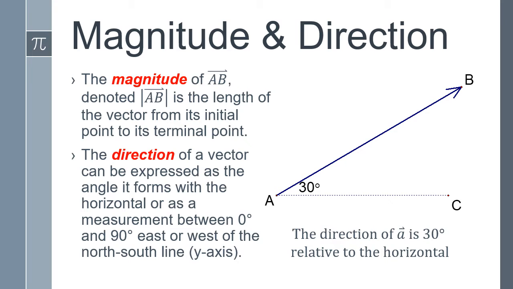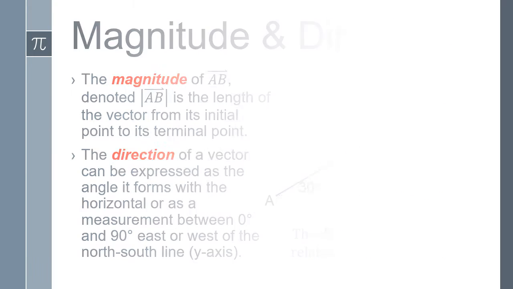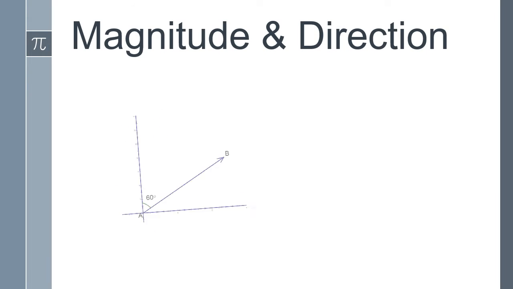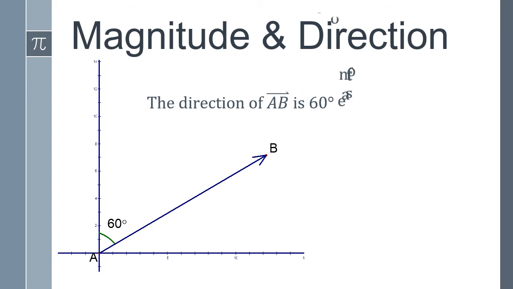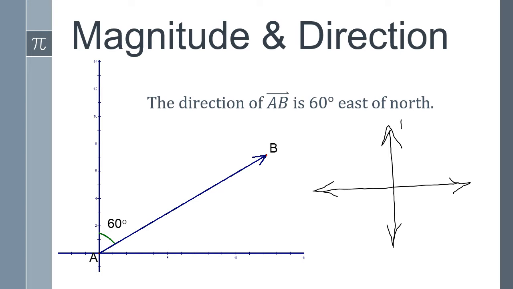Now, keeping that in mind, okay, here we have another vector. So we could say vector AB is 60 degrees east of north. All right, keeping in mind north, south, east, and west. So if we have our Cartesian plane, north, south, east, and west.